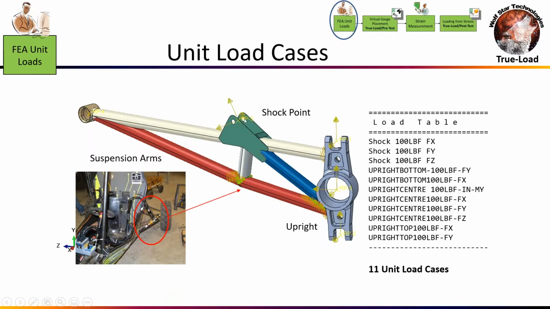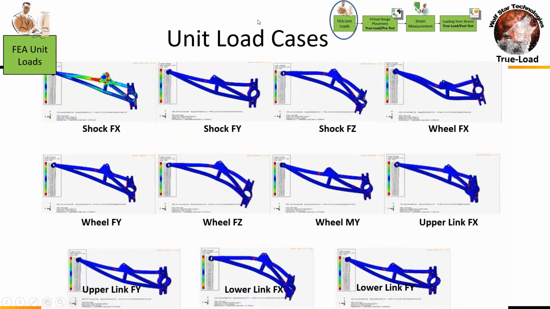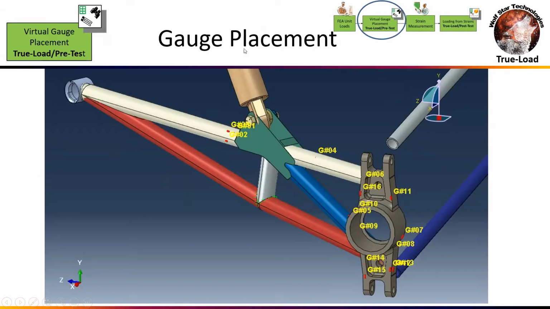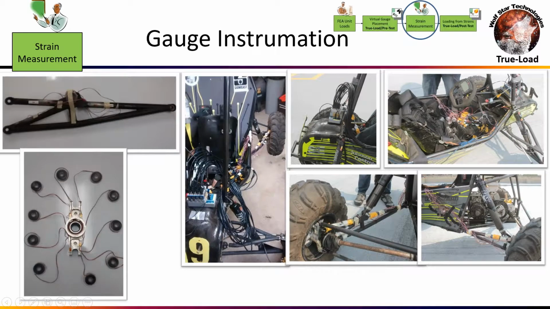So we set up an FEA model with XYZ loads at the shock, at the wheel, and at the stabilizer links. This is what all the unit load cases from those unit load solves look like. Then the true load software said, place gauges here on the arm and up here on this forging. Most of the gauges end up being on the forging because that's where most of the loads are. We're laying strain gauges along the load paths. So we got these strain gauges laid on all these load paths from true load, and then they went off and instrumented everything. This was a graduate student and 2 undergraduates.